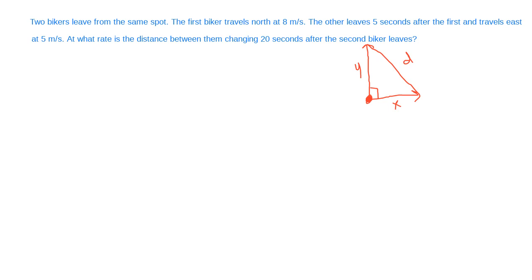All right, so now let's go through our problem and see what information we can pull. We know the first one travels north at 8 meters per second. We know that the first one has a 5-second head start. And we also know the second one travels east at 5 meters per second. They're looking for what rate the distance is changing. And then they also tell us 20 seconds after the second leaves.